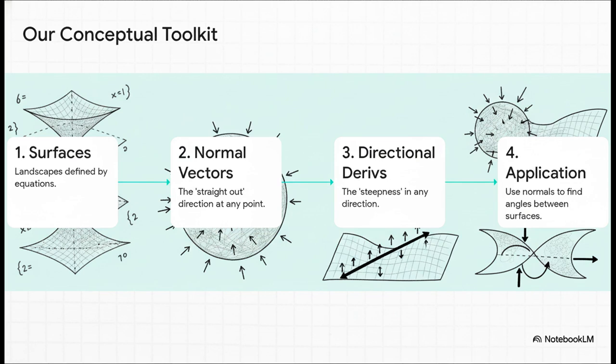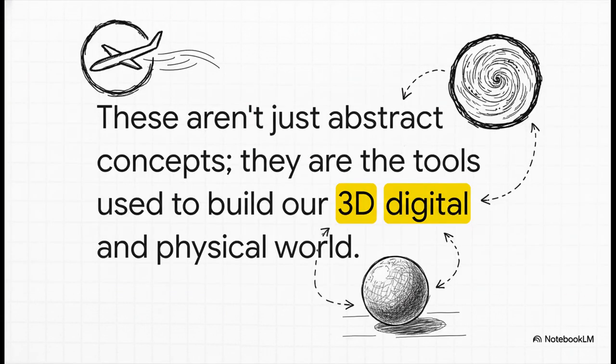First, we understood that surfaces are just landscapes defined by equations. Then, we figured out the straight-out direction with normal vectors. We learned how to measure steepness in any direction with directional derivatives, and finally, we applied that first tool to solve a new problem, finding the angle between two surfaces. And I've got to say this again, these ideas are not just for an exam. They are being used right now, as we speak, to design airplanes, to simulate weather patterns, and yeah, to render those incredibly realistic graphics in the movies and games we all love.